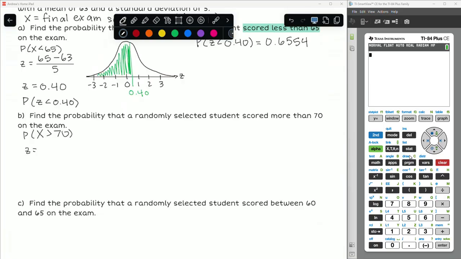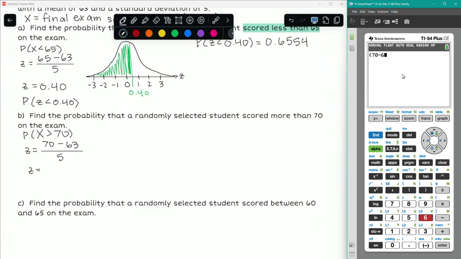We're going to go ahead and find our z-score. So this is going to be 70 minus 63 divided by 5. So I'm going to do that on our calculator really quick. And we get 1.4. And I'm going to carry it out one more decimal place because I know that my table wants 2. So I'm looking for the probability that z is greater than 1.4.